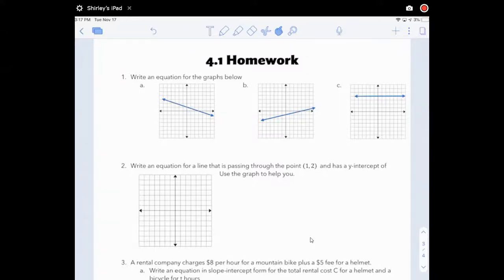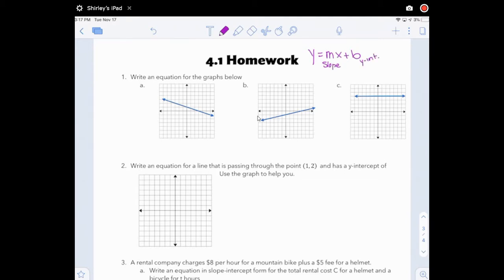Number one is a little bit different. We didn't see anything like this today. We're just going to work backwards. So you're really going to try and think about what we need to know in order to write an equation. So your notes today were all about slope-intercept form, which is y equals mx plus b, where m is your slope and b is your y-intercept.